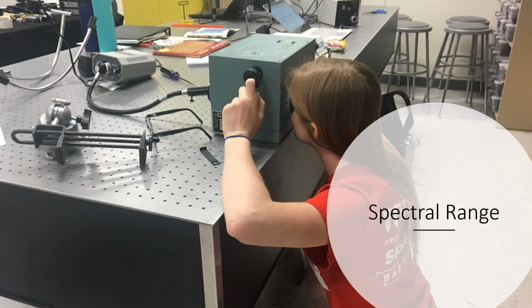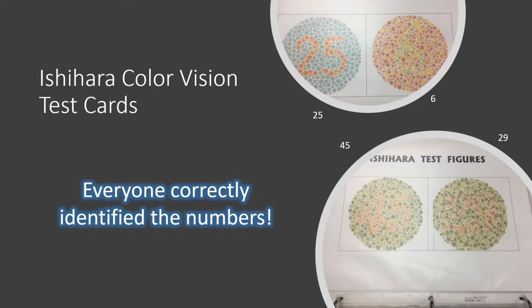The monochromator takes a white light source and separates it into its wavelengths. We scrolled through the visible wavelength range and determined what wavelengths we were able to observe in lab. This test consists of a number of colored plates with circles and dots appearing in randomized color and size. The plates are used to determine if someone has a color vision defect and to what severity. Everyone in our group was able to correctly identify the numbers.